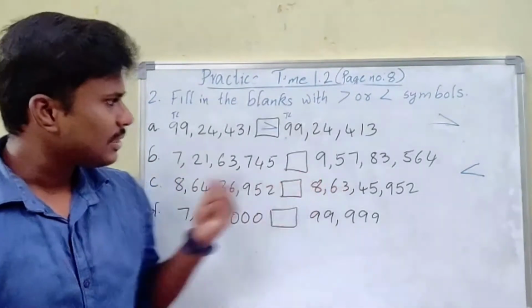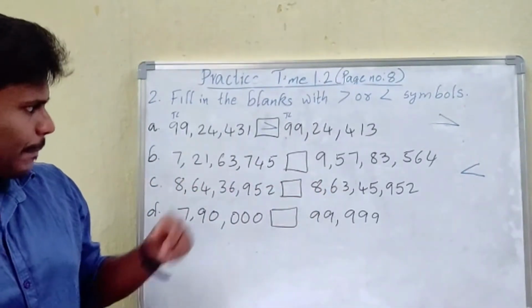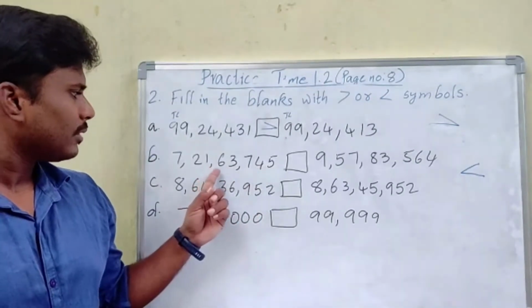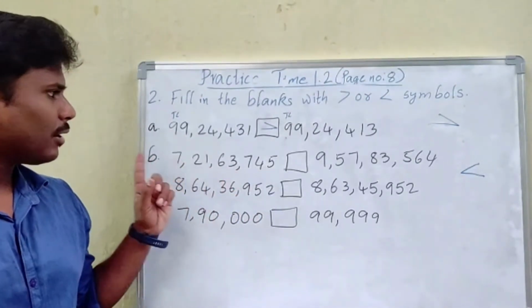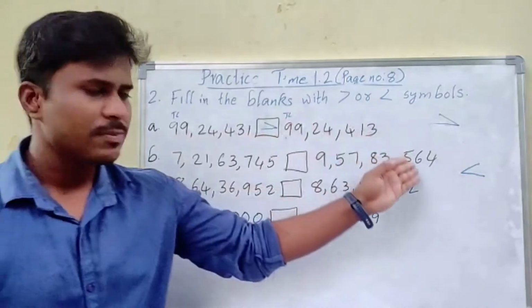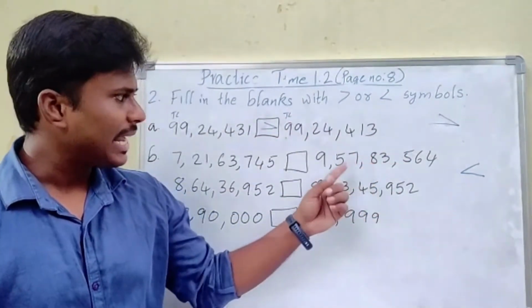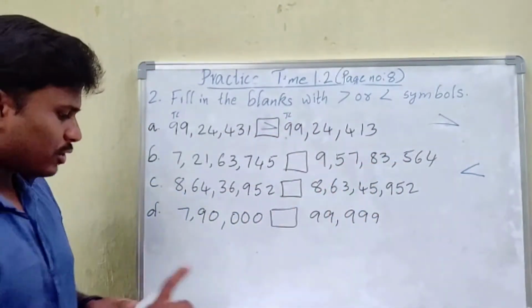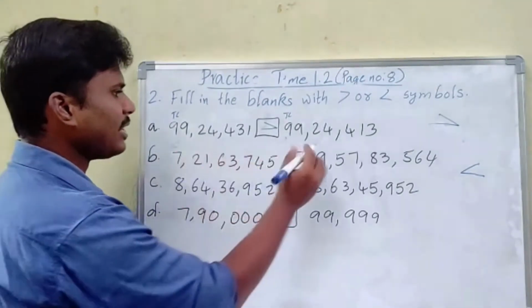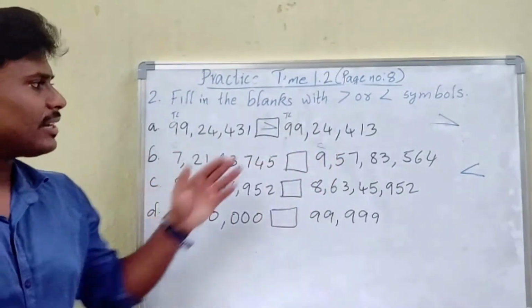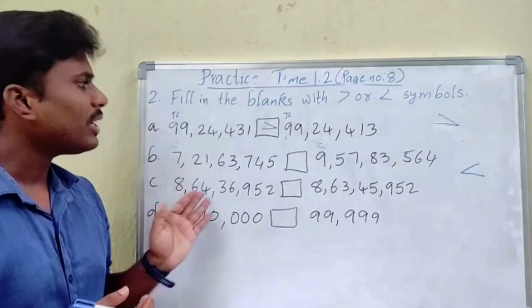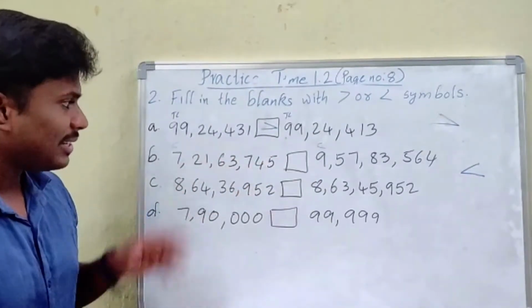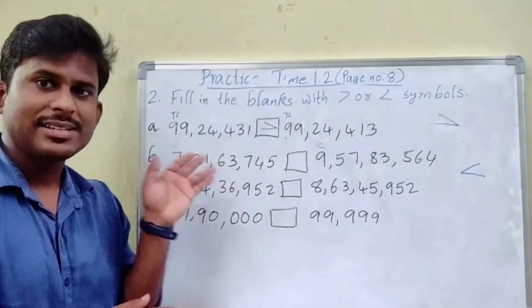So if we look at this Indian system: ones period, thousands period, lakhs period, crores period. Here also ones period, thousands period, lakhs period, crores period. In the crores period, we have 7 here, we have 9 here. So 7 crore is less than 9 crore. This is the less than number.